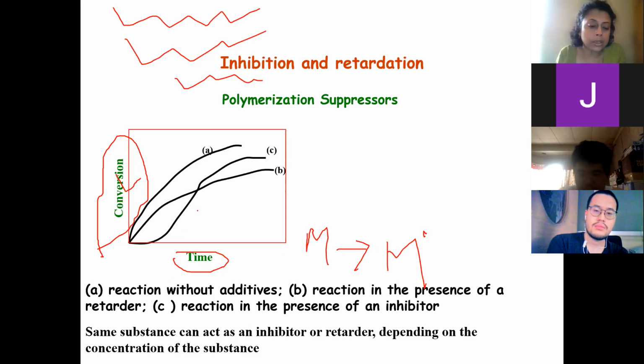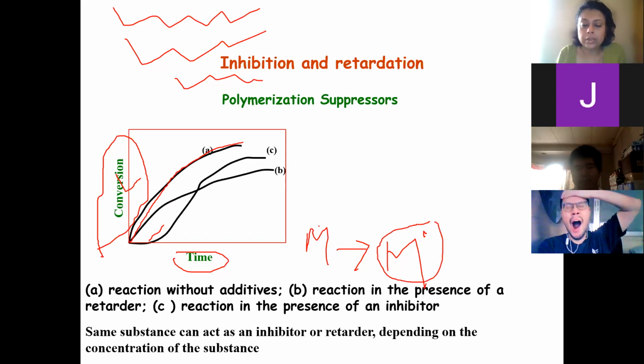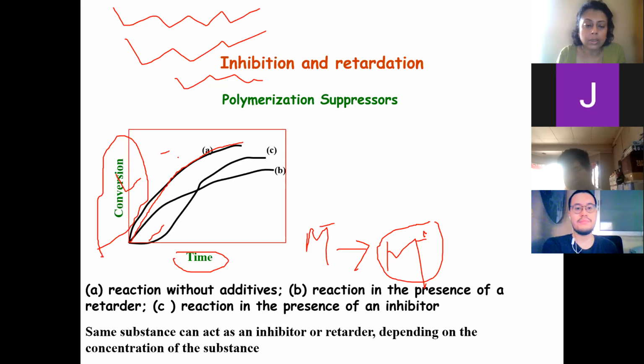So a typical graph of percent conversion versus time goes like this. Initially you can see more and more of this is formed. And later on, as the monomer amount decreases, less of this is formed. So it sort of plateaus.